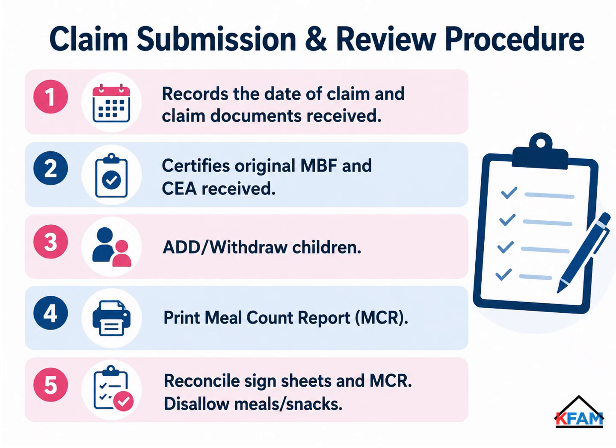This slide reviews the claim submission and review procedure for CACFP. Step 1. Record the date the claim and all claim documents are received. Step 2. Verify that the original meal benefit forms, or MBFs, and child enrollment applications, also known as CEAs, have been received. Step 3. Add or withdraw children as needed to ensure enrollment records are accurate and up to date. Step 4. Print the meal count report, also called the MCR. Step 5. Reconcile sign-in sheets with the meal count report and disallow any meals or snacks that are not claimable. Following these procedures carefully helps ensure accurate claims, proper reimbursement, and compliance with CACFP requirements.